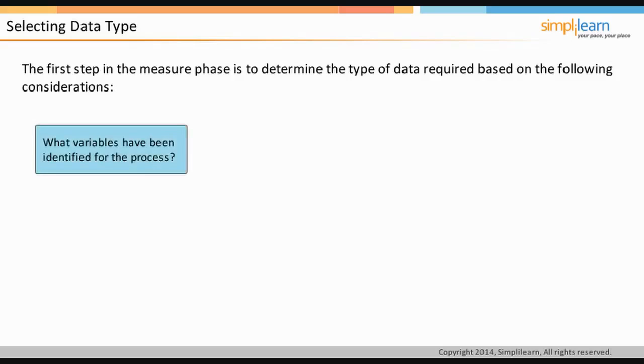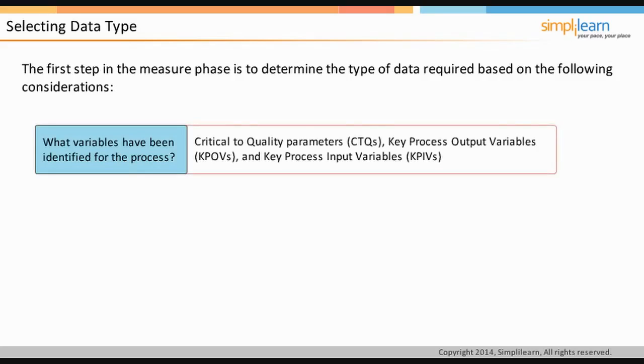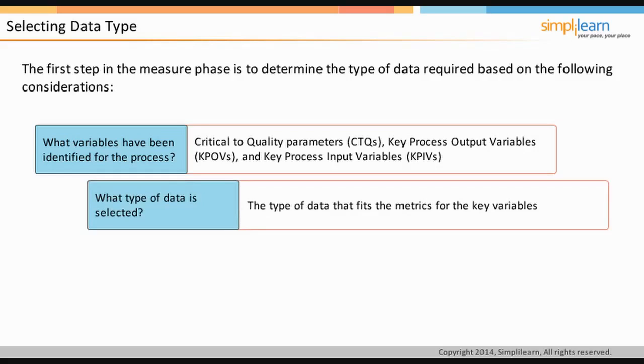The first consideration is to identify what is already known. For this, the values already identified for the process are listed. These include critical to quality parameters, or CTQs, key process output variables, or KPOVs, and the key process input variables, or KPIVs. Next, to understand how to proceed with the data gathered, it is necessary to determine the data type that fits the metrics for the key variables identified.